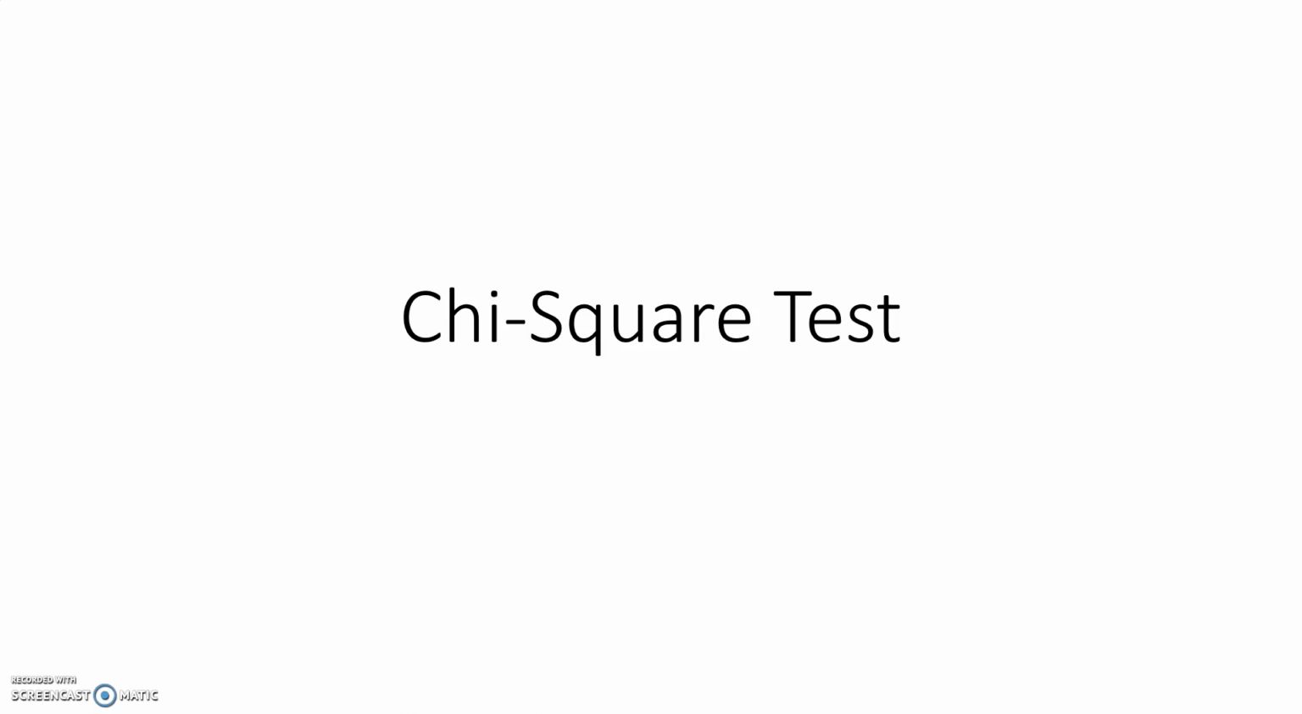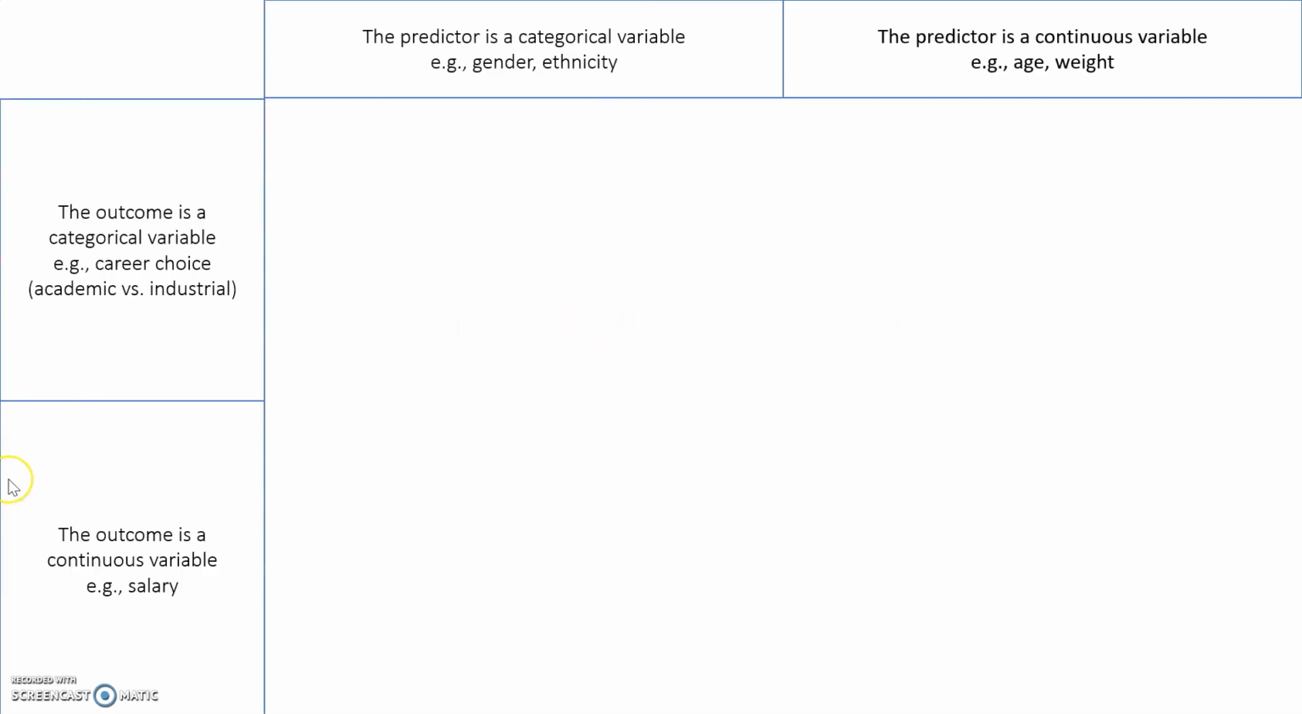At the same time, I also want to give you a brief summary of the tests we have learned so far and will learn in the next couple of weeks. So let me show you this visualization I made for this summary. We can see that this visualization has two columns and two rows.